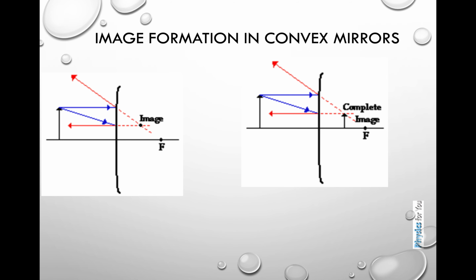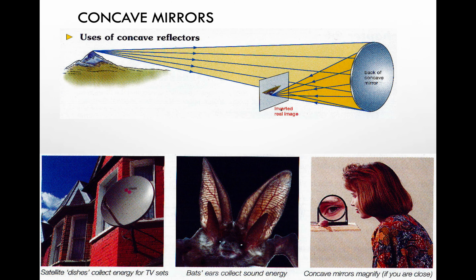The image will be upright, it's not going to be inverted. As you can see, the head of the object matches the head of this image, and the image is made smaller in size than the object. This is the only case for the convex mirror. So we have 5 cases for concave and 1 case for convex.